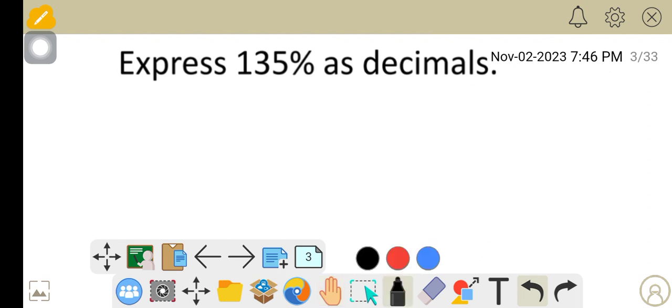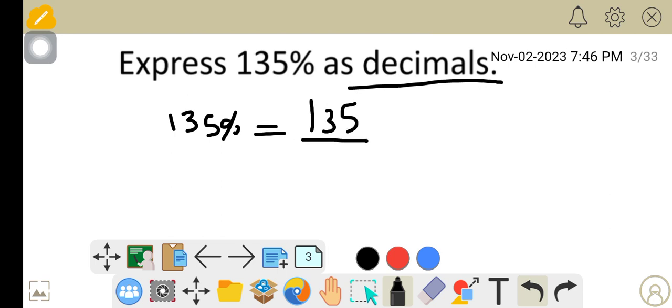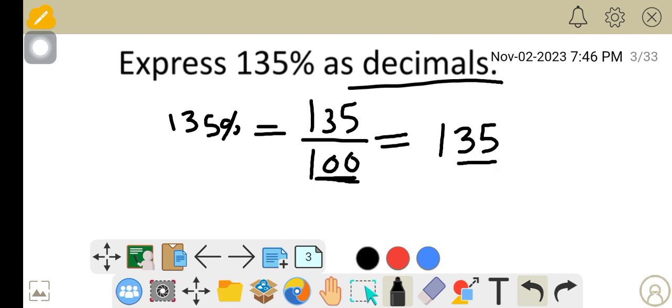The second question, express 135% as a decimal. We have 135%, and we want to remove the percent symbol because we need a decimal. For removing the percent symbol, we need to divide by 100. Now we can solve it. This is 135, and we need to place a decimal before 2 digits, so it will be 1.35. We have removed the percent, so it will be 1.35.